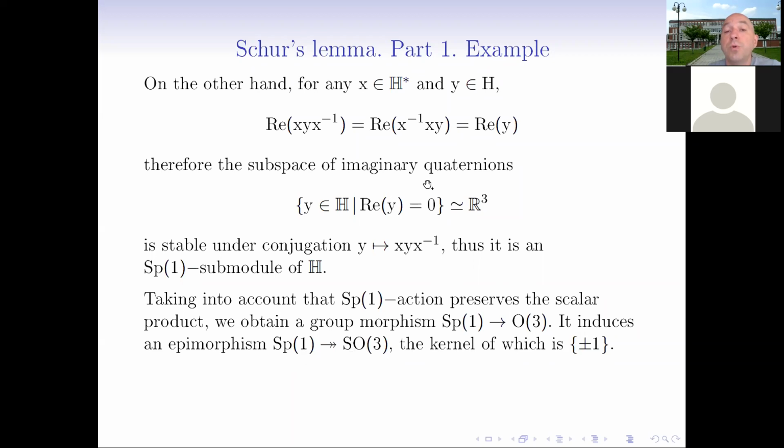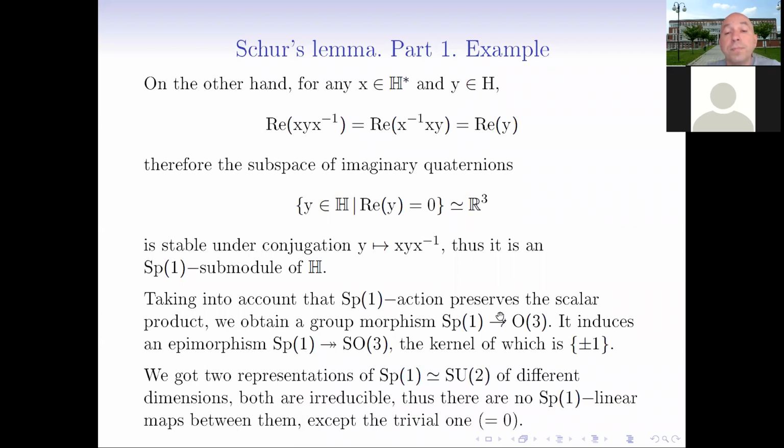So apparently these two modules, R3 and C2 (which is R4), cannot be the same. They have different dimensions, but in both cases they are irreducible. You can see that there are no submodules other than 0 and the whole module. So we obtain two representations of SP1. They are different, of different dimensions. Both are irreducible, and there are no SP1 linear maps between them, except the trivial one, 0. Because they are not isomorphic, an isomorphism is not possible. Then by Schur's lemma, the only possibility is 0.